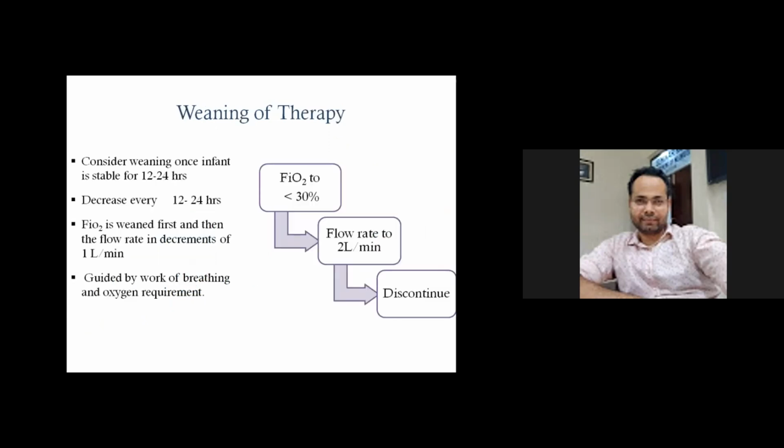To wean from the HFNC, we should consider weaning once the infant is stable for 12 to 24 hours, and we should decrease the support every 12 to 24 hours. First, FiO2 is weaned, and then the flow rates are decreased. The weaning should always be guided by the work of breathing and the oxygen requirement. So to summarize, we can wean the baby first to FiO2 less than 30%, and then the flow rate should be decreased to 2 liters per minute, and thereafter we can discontinue.